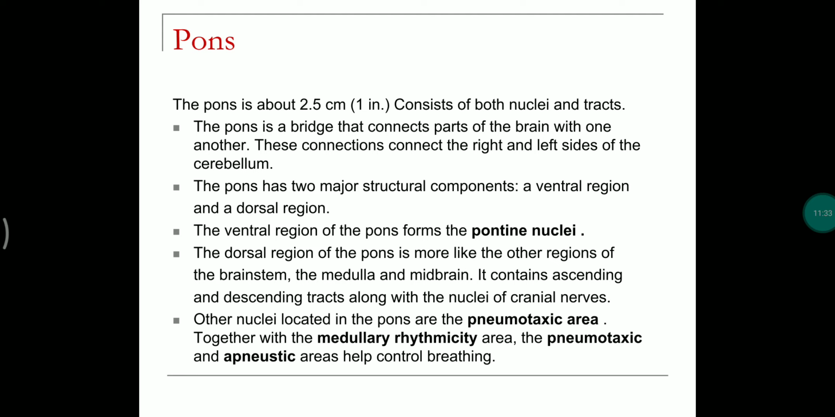So the pons forms the pontine nuclei, and the dorsal region of the pons connects the medulla and the midbrain. It contains ascending and descending tracts of the cranial nerves and other nuclei that make up the pneumotaxic area. Together with the medullary rhythmic area, the pneumotaxic area and apneustic area help in the control of breathing.